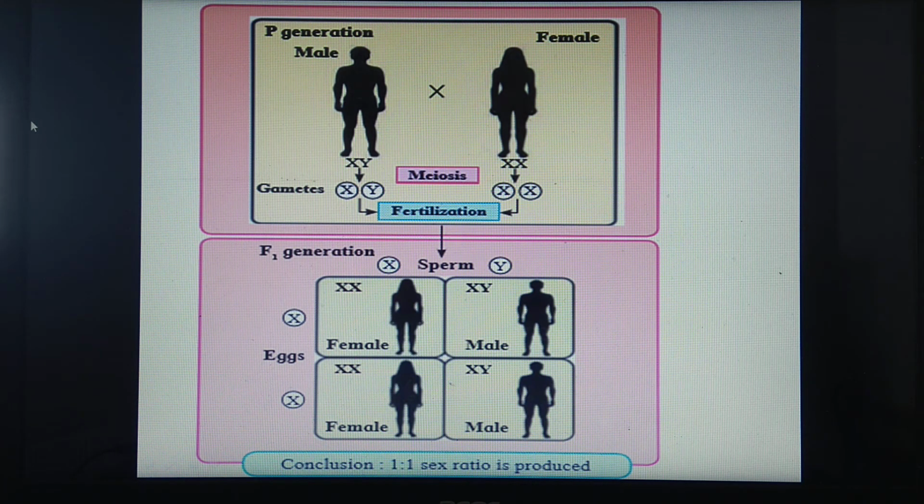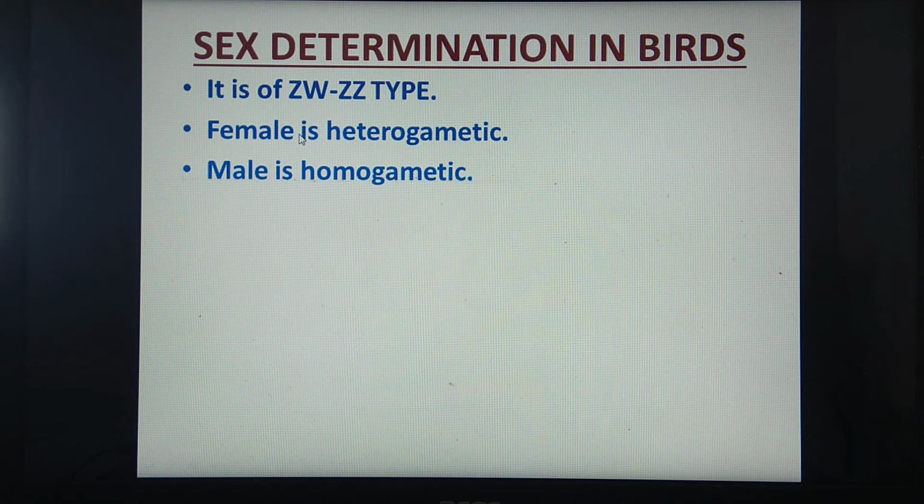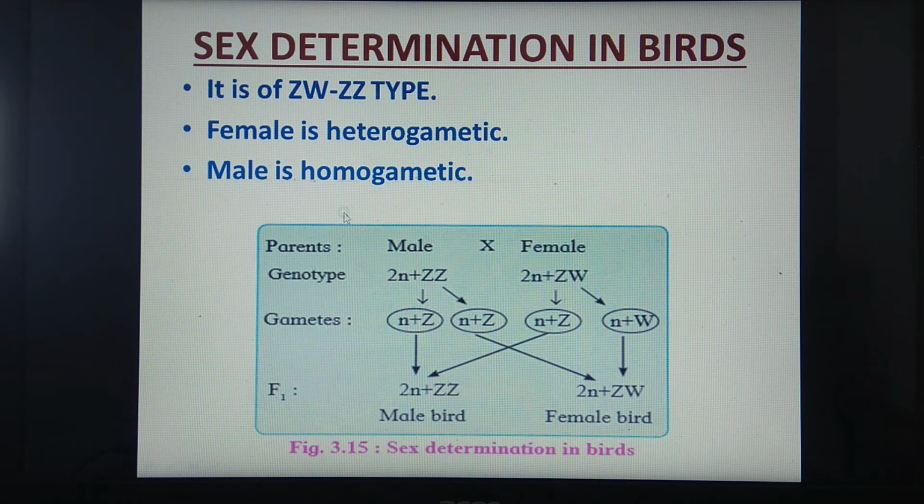What is the condition in case of birds? Females are heteromorphic having ZW type of genotype and males are having ZZ type of genotype. So heteromorphic females and homomorphic males are present. So here female is heterogametic, producing Z and W, these 2 types of gametes. Male is homogametic, ZZ genotype is there. So both the sperms produced will be of similar type, that is Z containing, and hence males are homogametic.